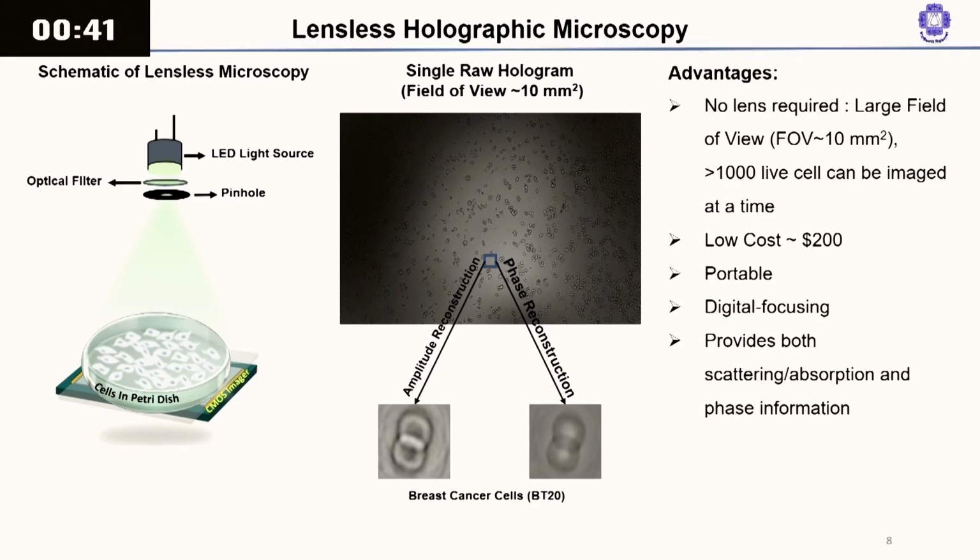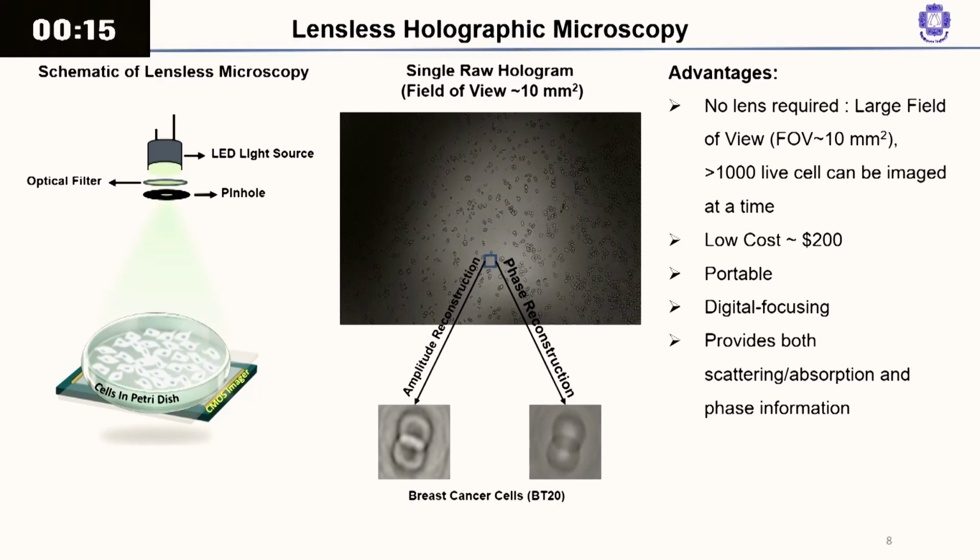Advantages here: no lens is required. That's why there is a high field of view. Its field of view is more than 10 millimeters square, and you can image more than 1,000 live cells at a time. Also low cost. You can build it with around $200. It's portable. You can take this device in your backpack and go to a resource-limited area, and you can image the cells there with this microscope.